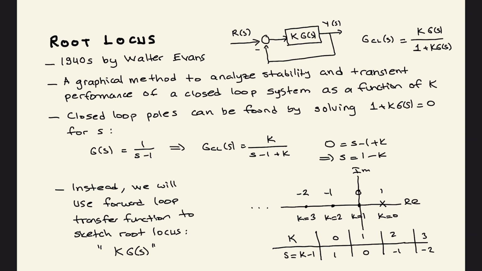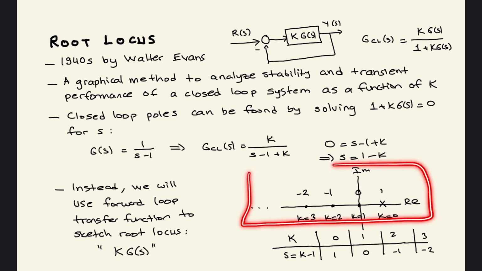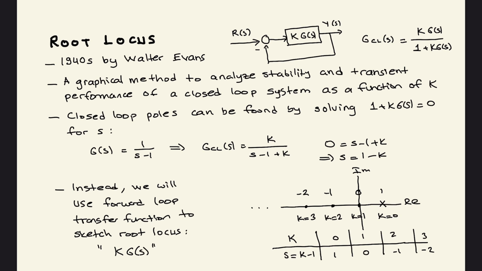So if you plot this on the complex plane, real axis and imaginary axis, when gain K equals 0, you are at the open loop unstable pole of the forward loop. When gain is 1, you converge to this point. When gain is 2, you converge to this point. And when gain is 3, you converge to this point. So if you look at this trend, you can say that as you increase your gain from 0 to infinity, you follow this line in this simple case of this transfer function.